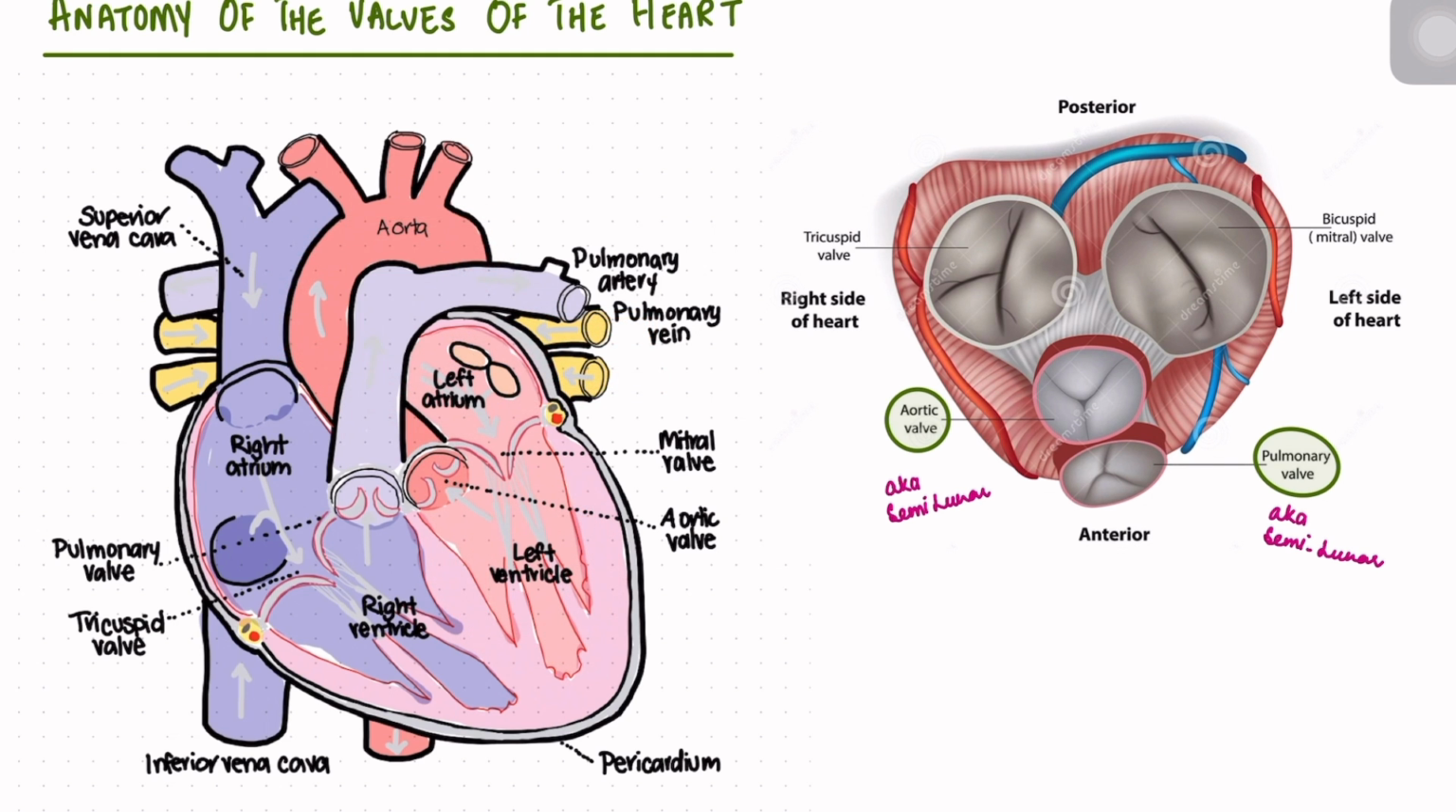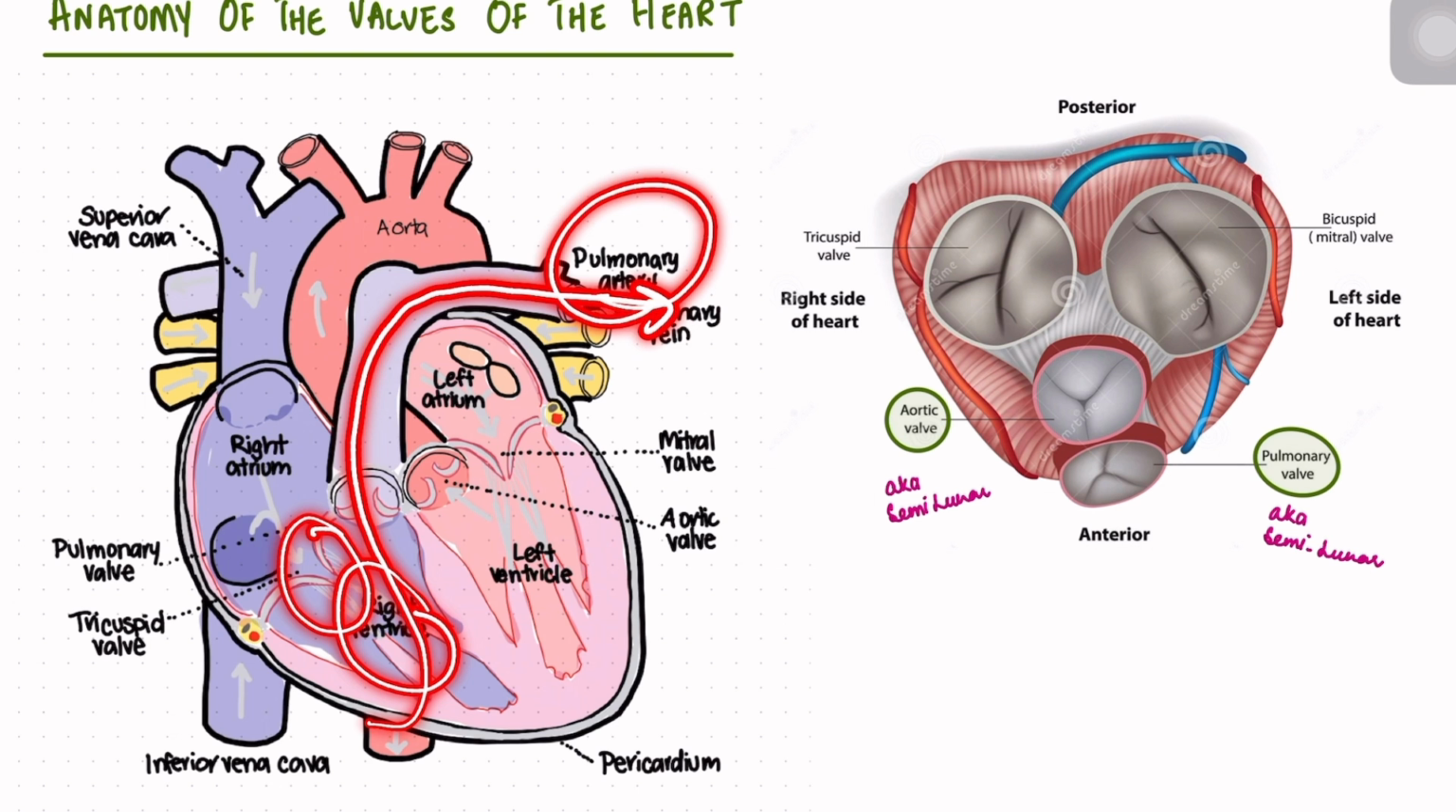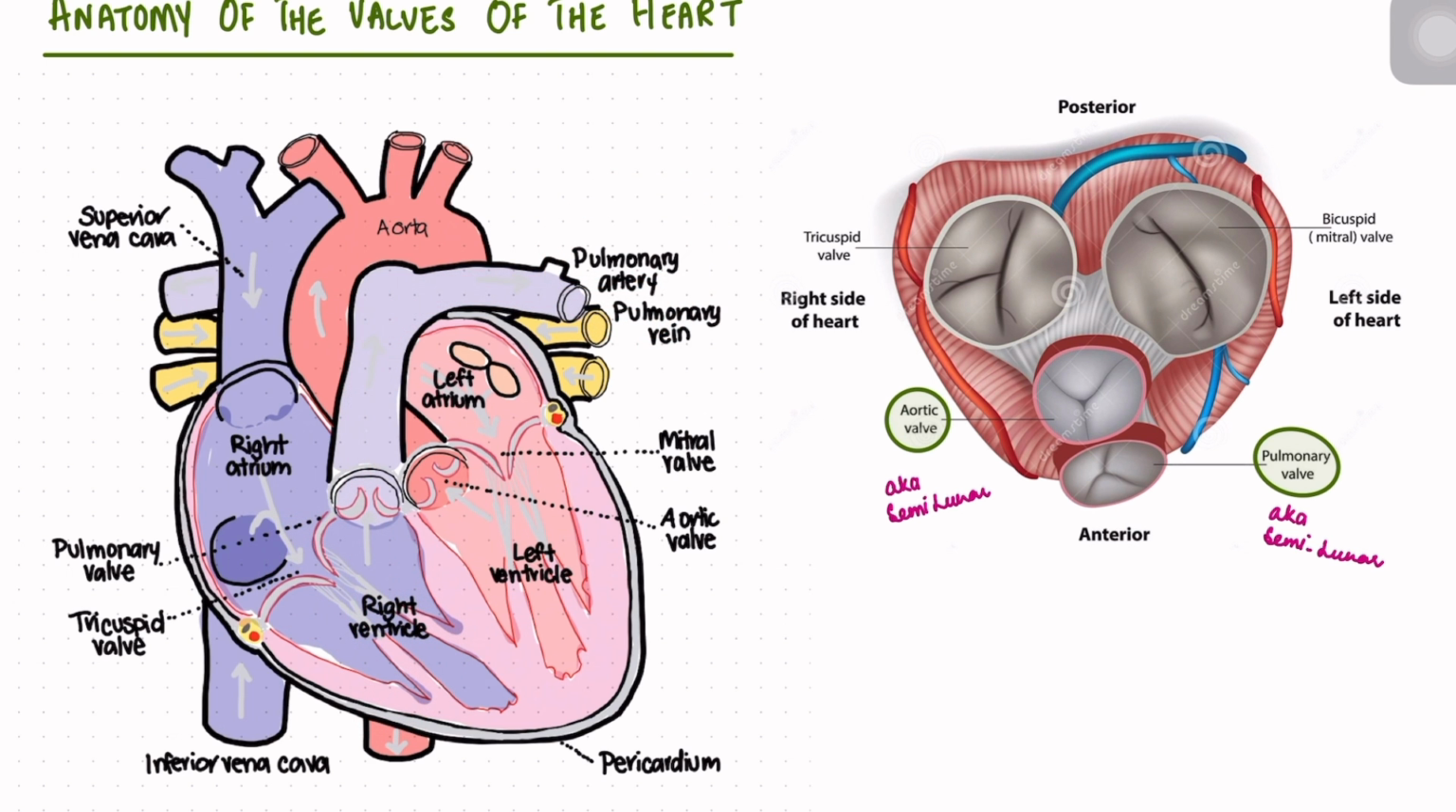And then we have the pulmonary valve, which basically gets blood from the right atrium, and then the atrium would push the blood through the tricuspid valve into the right ventricle, and then the blood will go to the lungs through the pulmonary artery to get oxygenated, and the process would repeat itself.